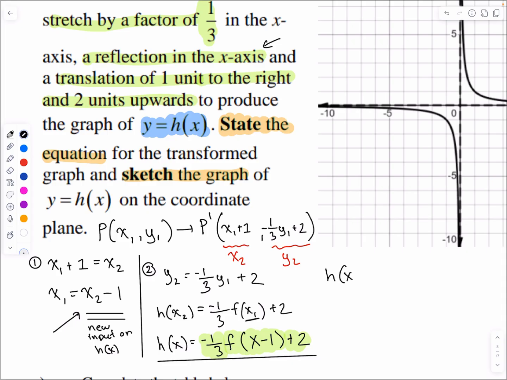Well, we're going to go, like I said, negative 1/3, and we're going to take our base function, 1 over x, but just bear with me for a sec, it's not 1 over x. We're changing that input to x minus 1, actually, just like that. And then we have this plus 2 at the end. And then we can clean this up just a little bit.